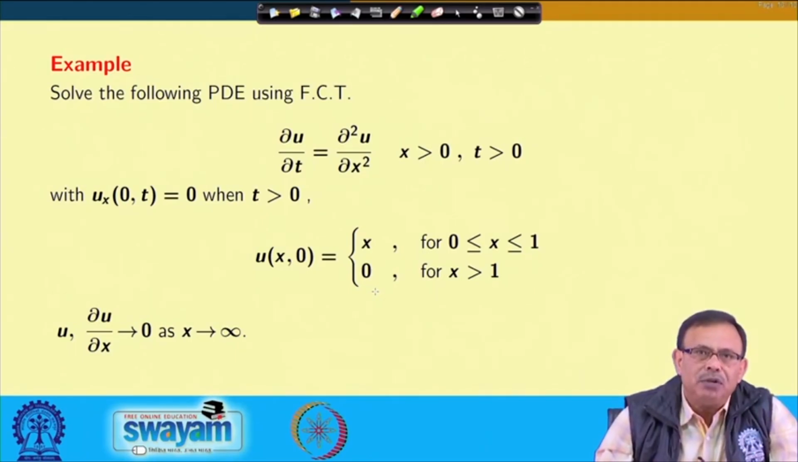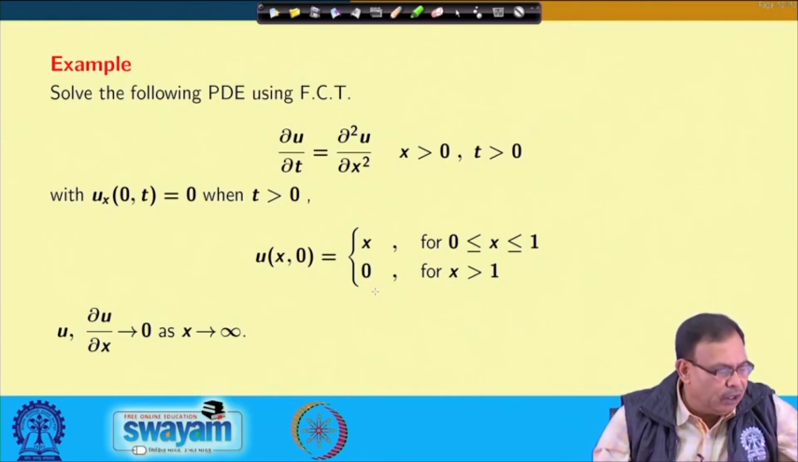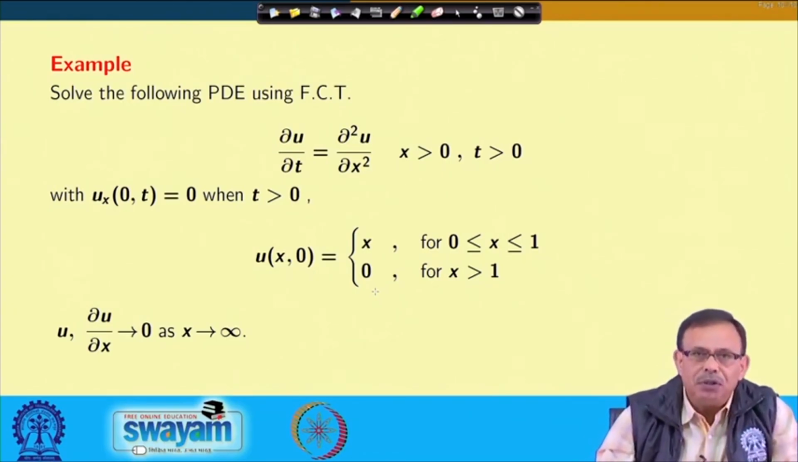The equation is given as del u del t equals del two u del x square, x greater than 0, t greater than 0. It is given that u(0, t) equals 0 when t greater than 0, and u(x, 0) equals x whenever x lies between 0 to 1, and 0 for x greater than 1, and u and del u del x approach 0 as x approaches infinity.